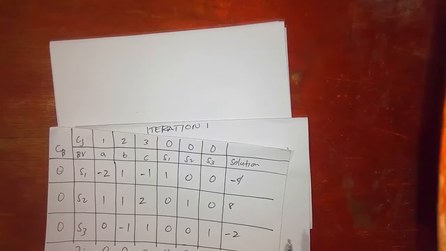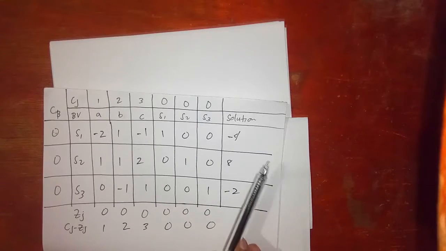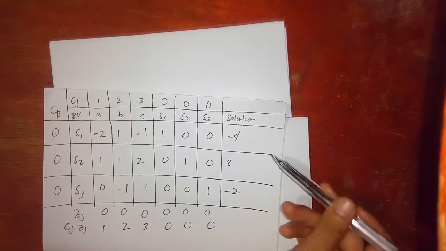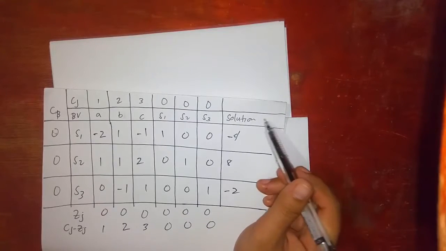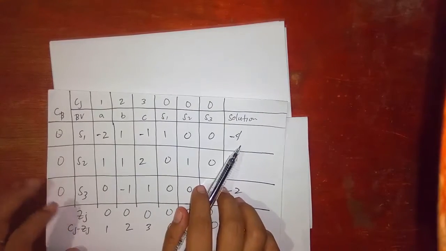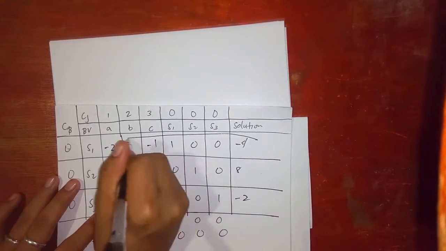Okay, so looking at the solution, we need to determine the highest negative value. The highest negative value will be our leaving variable. So which one is the highest negative value? We have two negatives here, the negative 4 and negative 2. So the highest negative value is negative 4. We will encircle this one. This will be our leaving variable. S1 is our leaving variable.